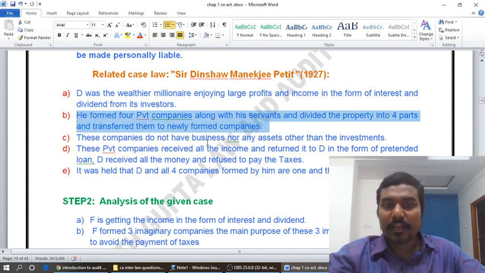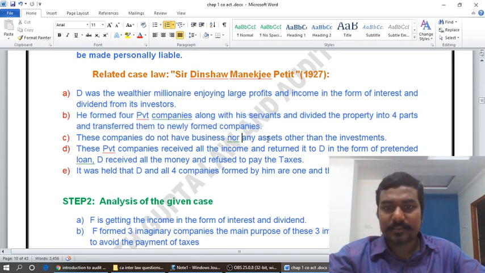These companies did not have any business nor assets other than the investments. These private companies received all the income and returned it to Dinshaw in the form of pretended loans. Dinshaw received all the money and refused to pay taxes. In the question also, the same point is there, sir. So it was held that Dinshaw and the 4 companies formed are one and the same. So this is all for step number 1, sir.